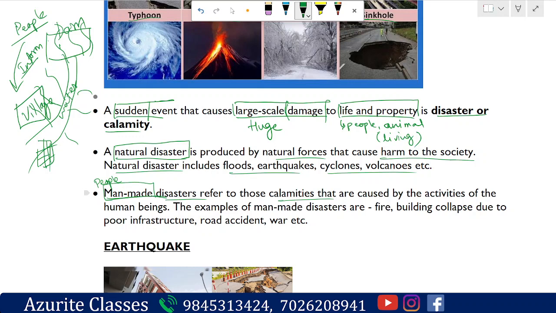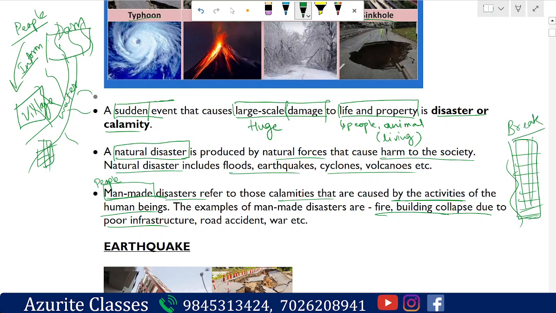So man-made disaster refers to those calamities that are caused by the activities of human beings, right? Examples of man-made disasters are fire and building collapse due to poor infrastructure. If the building is not constructed properly, with no good foundation, it will break and fall. There will be cracks and then it will fall. We made our own problems.